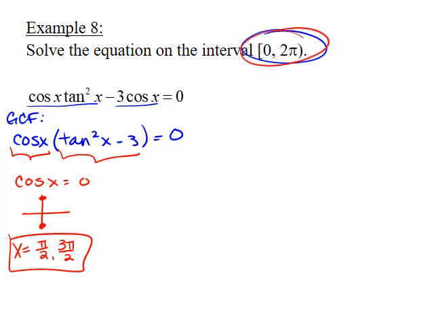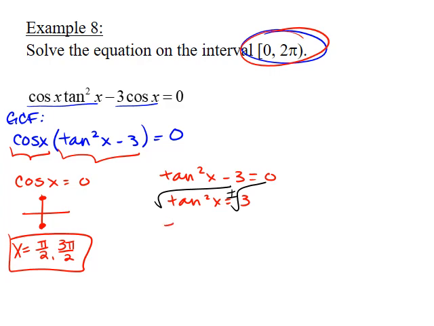Let's do the same thing by setting tangent squared minus 3 equal to 0. First, I'll add 3 to both sides. And then to eliminate the square, I need to take the square root, and I need to remember the plus or minus.